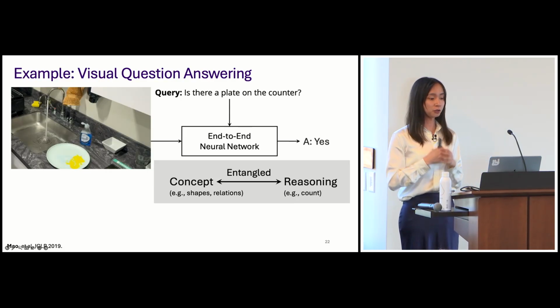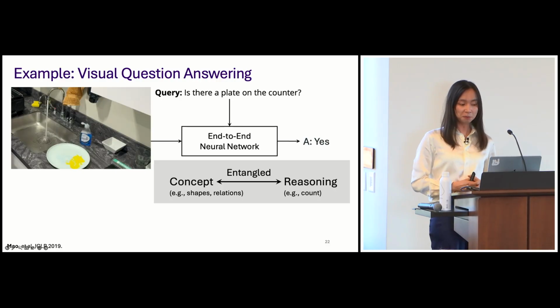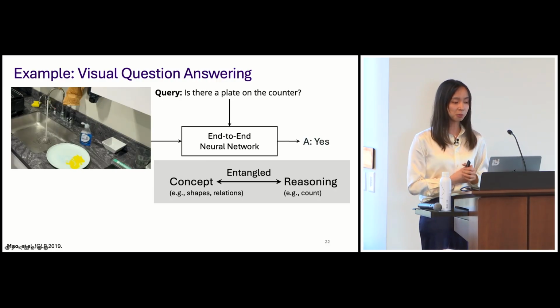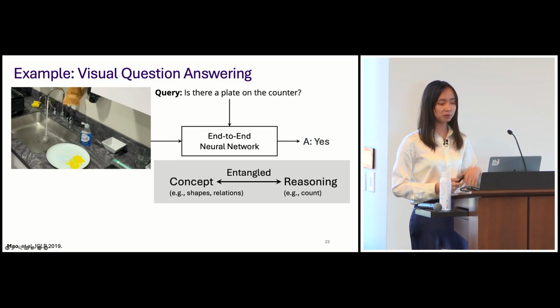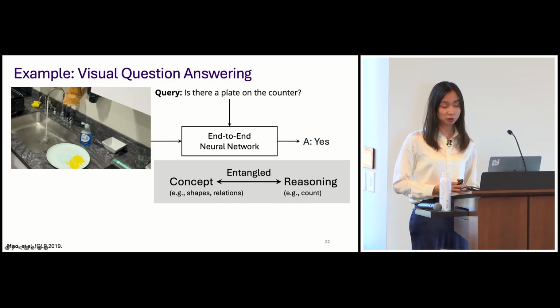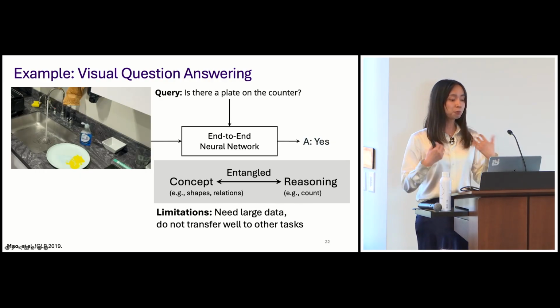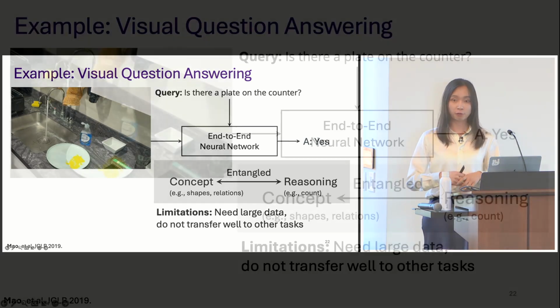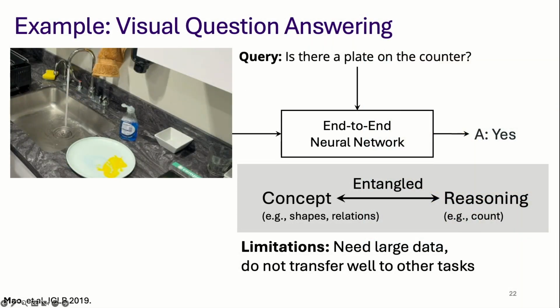So in this framework, there are two things entangled in the learning problem. The first one is the learning problem of those concepts, like how to recognize shapes, relations. And the second one is some reasoning capability, such as how to count a number of objects. So this brings limitations. First of all, you usually require a lot of data to train such a network. And second of all, after learning, these concepts do not transfer well to other tasks.